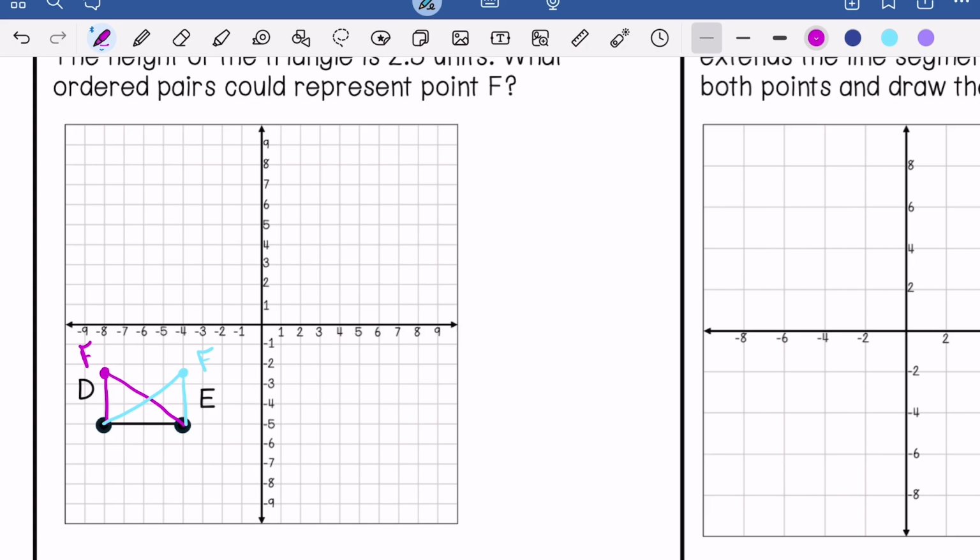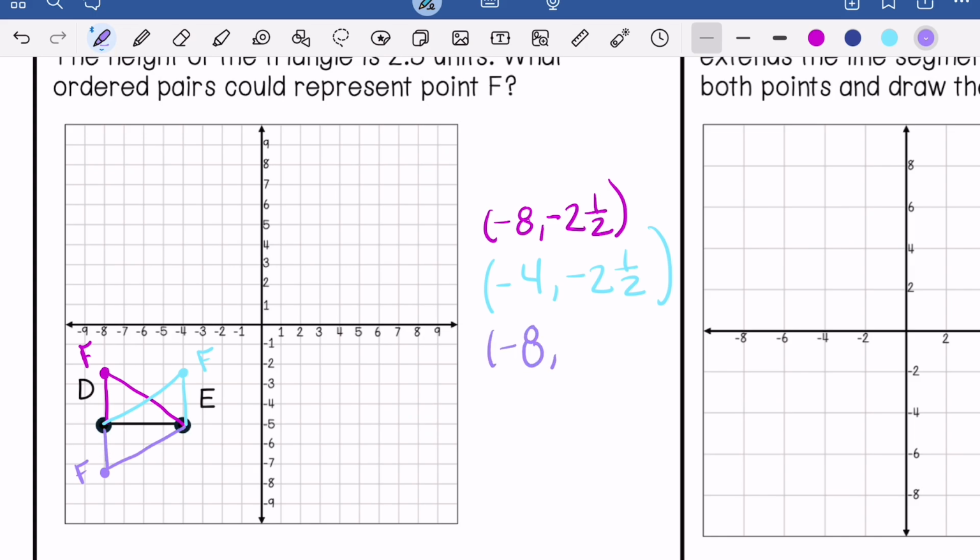Sorry, I should be writing these down. So -8, -2.5, or -4, -2.5, or -8, -7.5, or -4, -7.5.